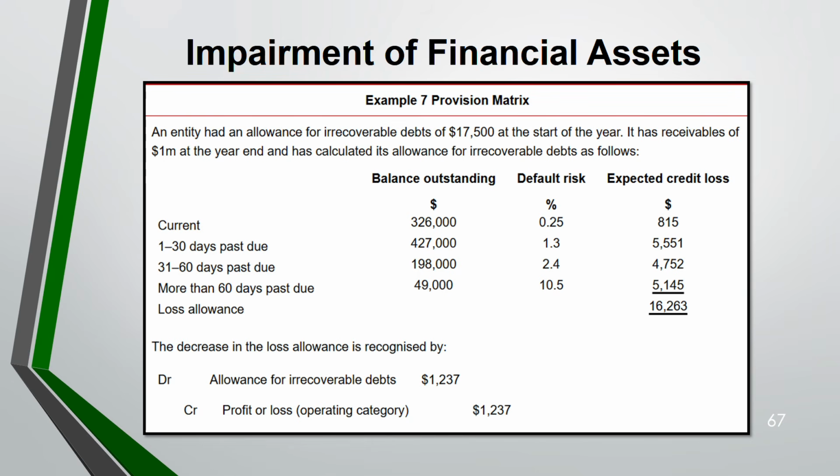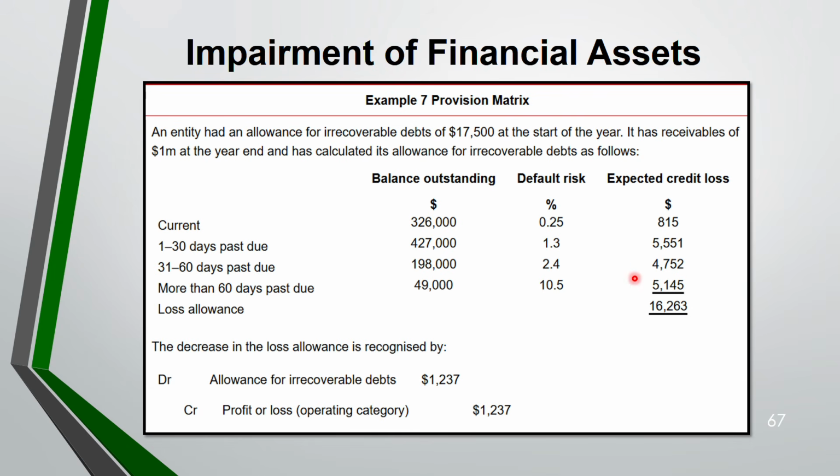Example 7. Here you have the balance outstanding. Default risk is given. You have to calculate your expected credit loss. So now here there is an irrecoverable debt of 17,500 at the start of the year. They have the receivable of 1 million. Okay, so of this 1 million, currently this much is outstanding, then from 1 to 30 days this much, and they have given the default risk. Simply multiply it, get the figure. This is your total loss allowance.